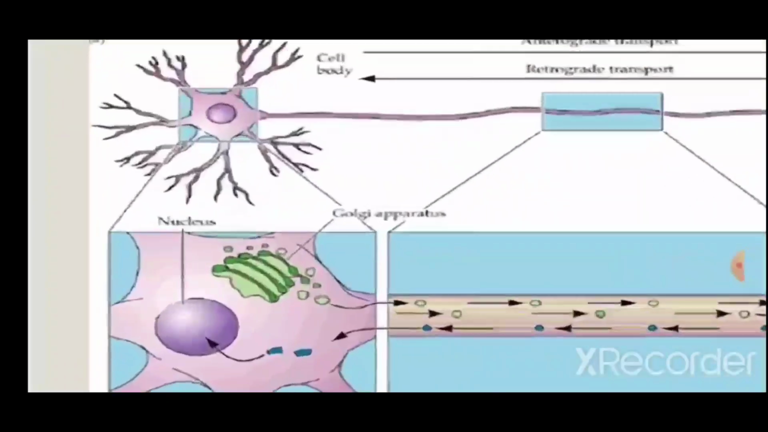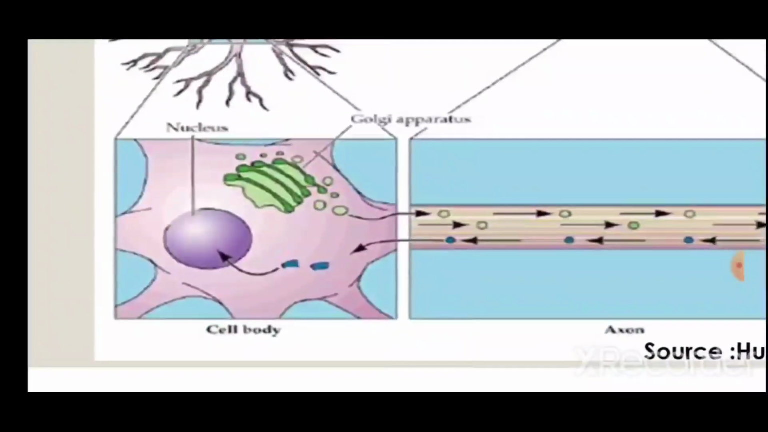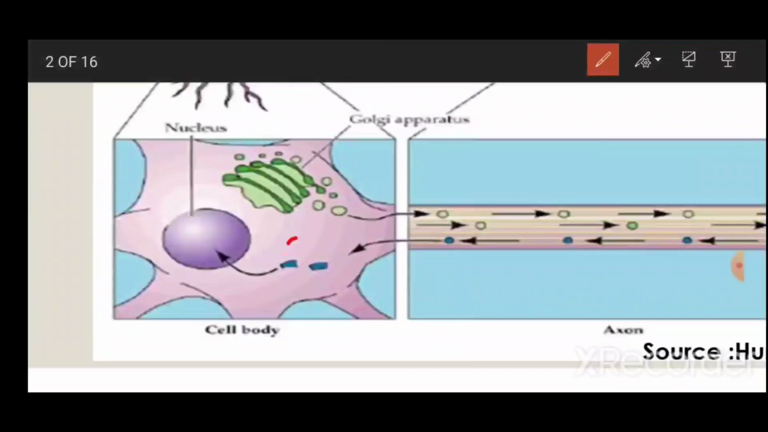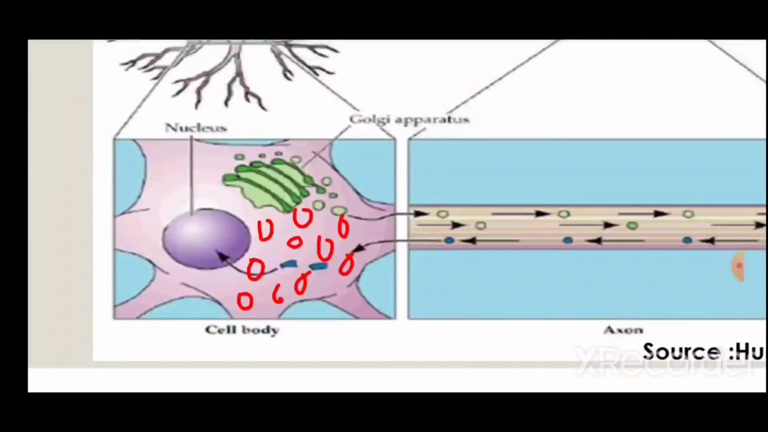As you can see, a neuron has got a cell body, and the cell body has got a nucleus, Golgi apparatus, and there are several granules which are called Nissl's granules present in the cell body. Actually, these granules are endoplasmic reticulum associated with the ribosomes, and it is the site of protein synthesis.